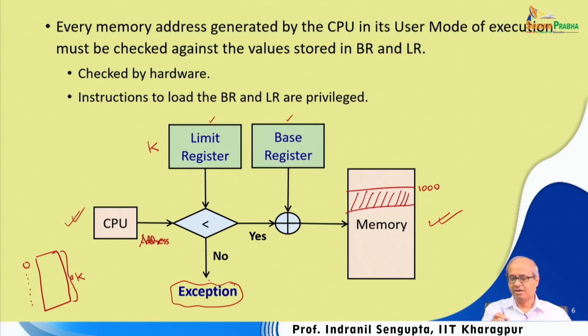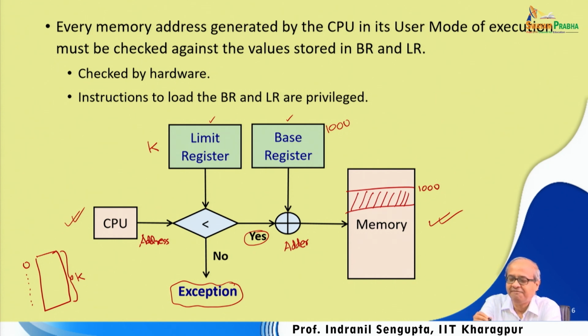Now suppose the answer is yes, it is fine. Then the base register will contain the starting address. Let us say here it will be storing the value 1000. So, whatever address the CPU is generating, 1000 will be added. This is an adder. 1000 will be added to the address and that will give the actual physical memory address. This is how it works.